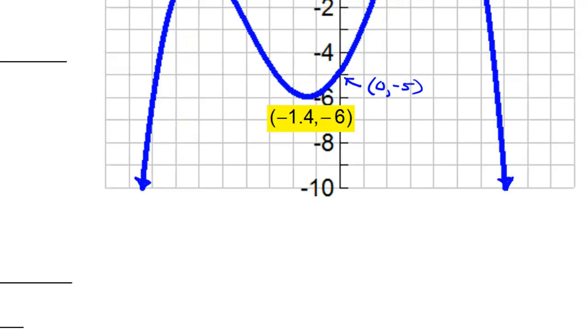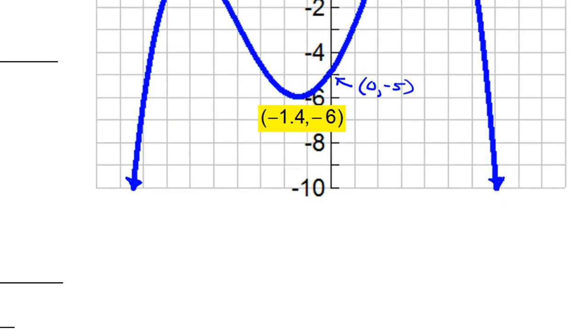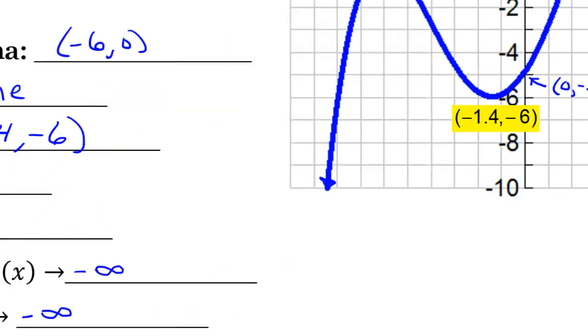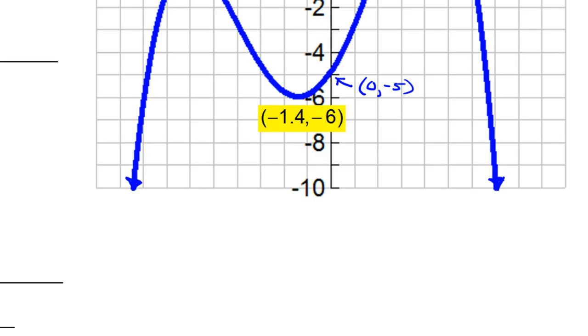As we go to the right, the graph also falls. So that'll be another negative infinity. Falls on the left, falls on the right.